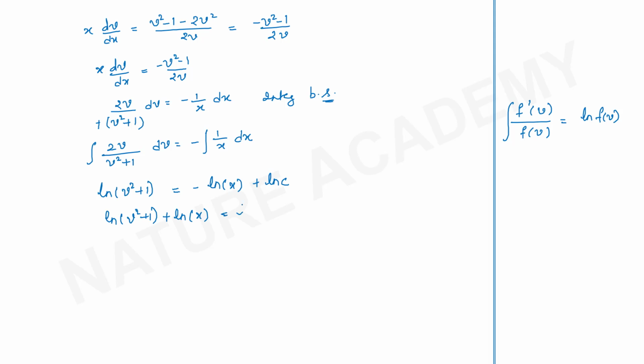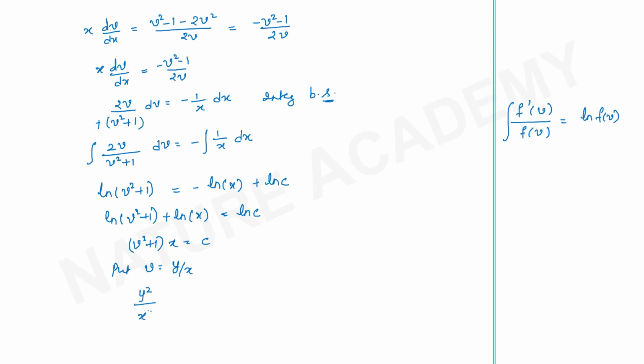Plus log x, I put it in the left hand side, this one will be log c. Now I can multiply these two terms because they have log, so log of the product into x is equal to c, and I cancel the log from both sides. Now put back v is equal to y by x.